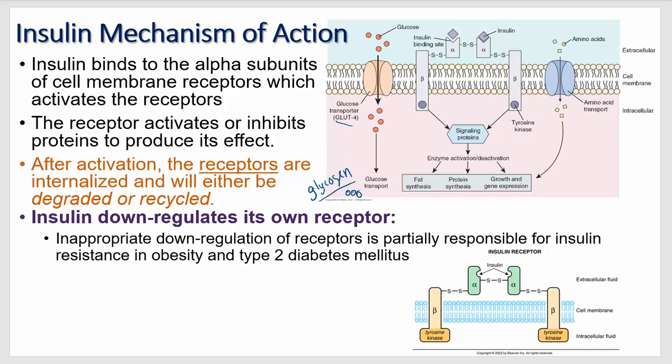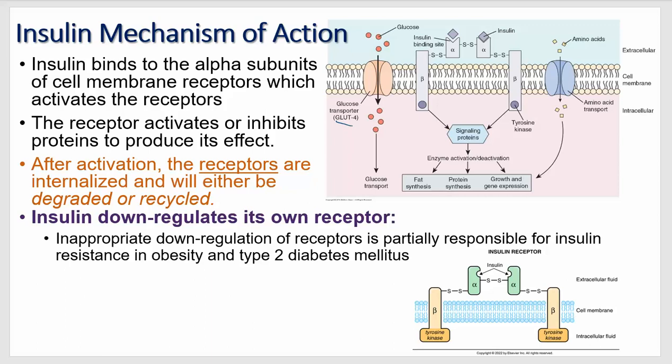Okay, so it's just going to be put in these long chains. All right, so the receptor activates or inhibits proteins to produce its effect. Okay. So we have the effect. We're going to get into some of the other details of exactly what's going on with that storage. But if we look at the receptor, and here's the receptor, it just did its job. It turned on these mechanisms inside the cell. It caused glucose transporters to be distributed into the membrane.